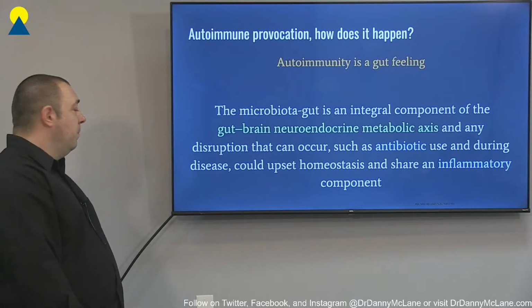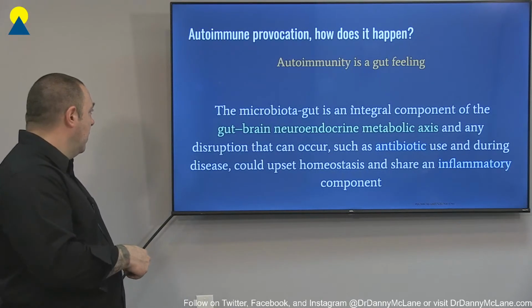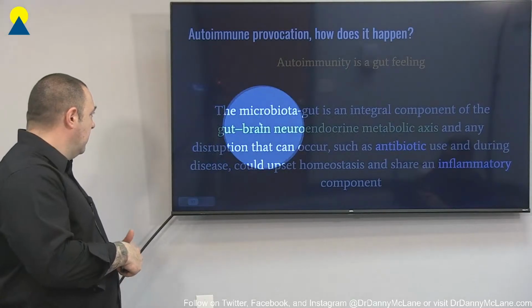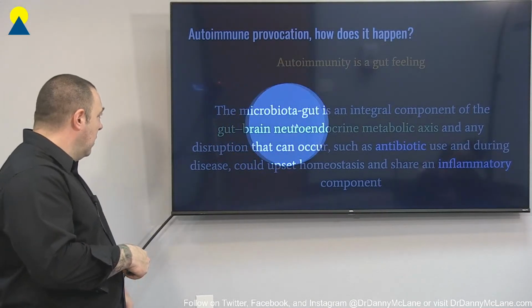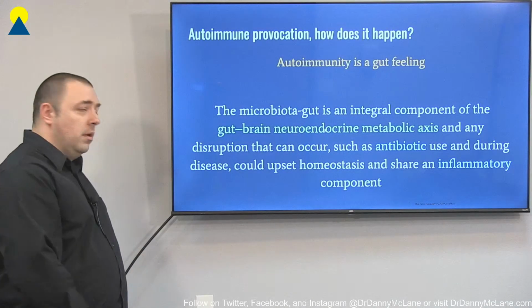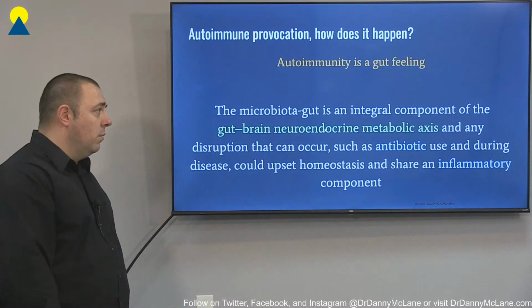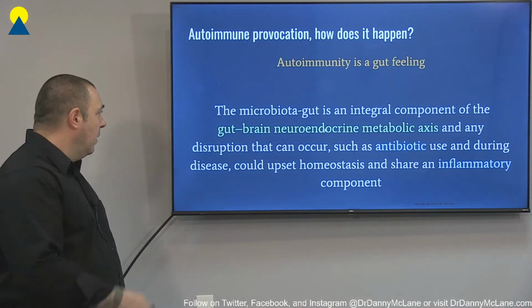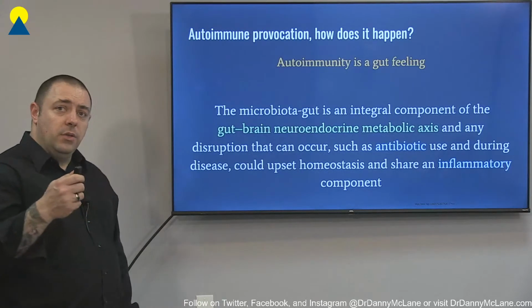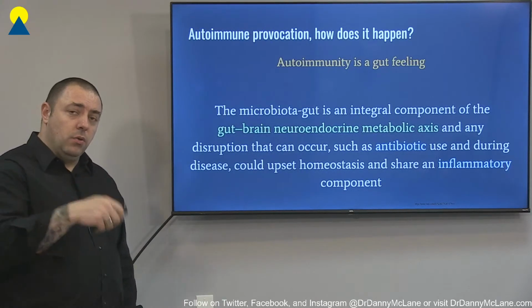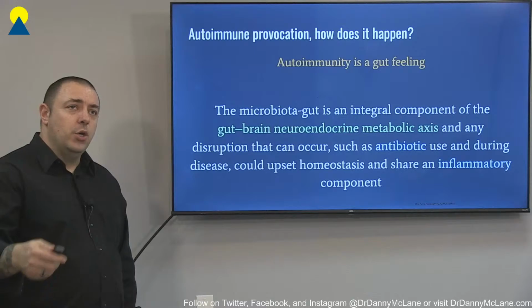What? Let's break that down. Gut, brain, neuroendocrine. Endocrine is your hormones. It's the hormonal system, which the neurological system and the endocrine system share chemistry.